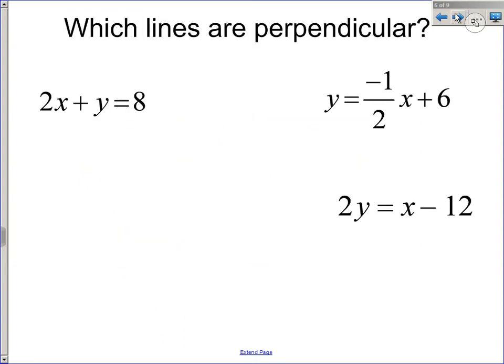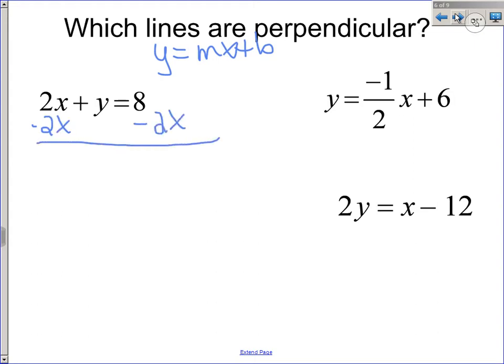Which lines are perpendicular? In order to know which lines are perpendicular, we have to have them in slope-intercept form, y equals mx plus b. So I'm going to start working on this equation here. I'm going to subtract 2x, subtract 2x. The reason why we need it in y equals mx plus b is so that I can easily identify what my slope is. So here my slope is -2.